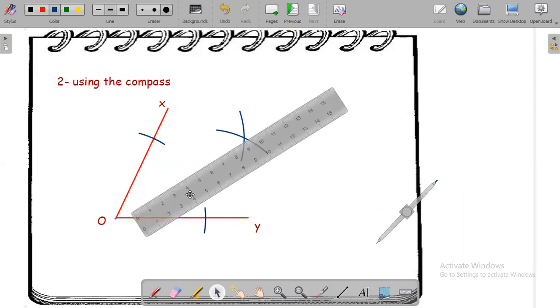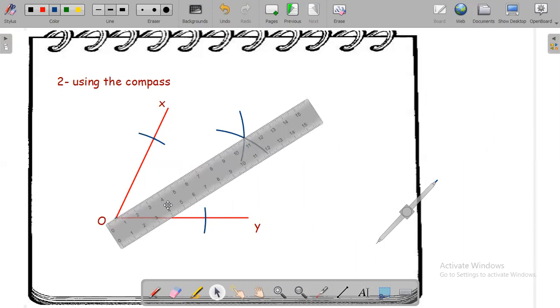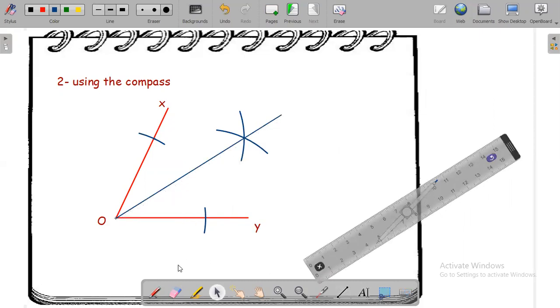Then we join this point with the vertex O. And we can name the bisector, for example, OZ. So OZ is the bisector of the angle XOY. It divides this angle into two equal adjacent angles.